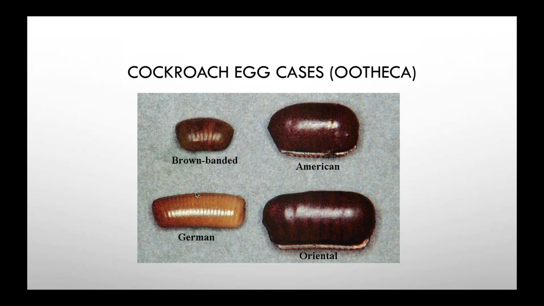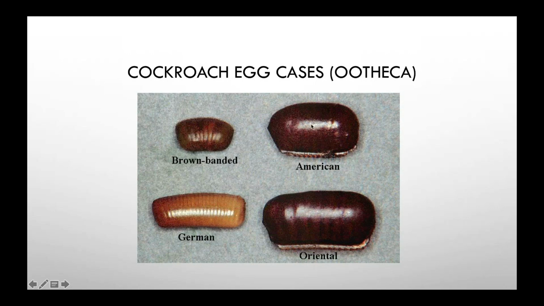So 30 eggs at a time, and they can all interbreed, and bang, you've got a population going on and increasing at quite a rapid rate. If you see these eggs or egg cases, the ootheca, or opened ones, and you've got the cockroaches as well, you've got a breeding population.